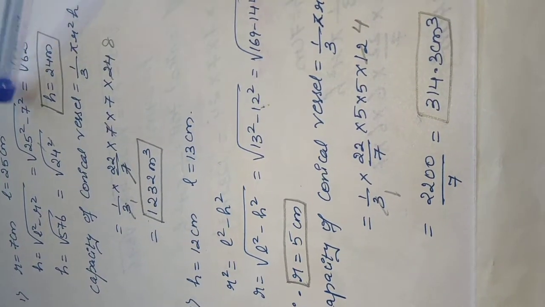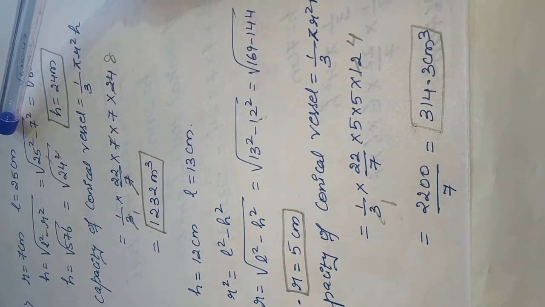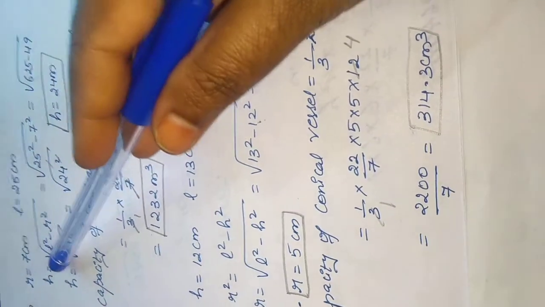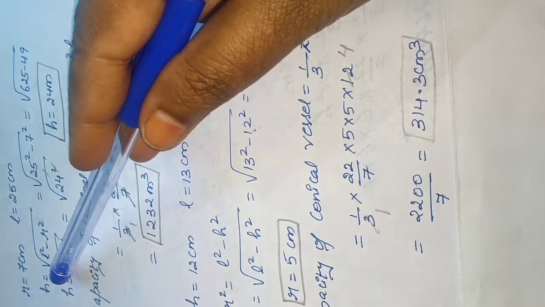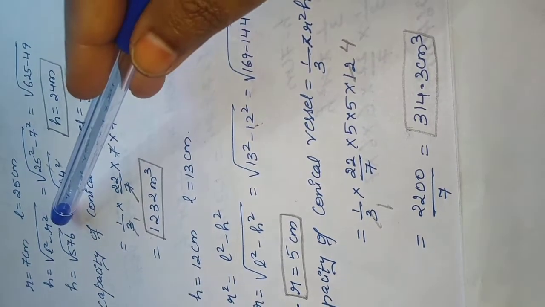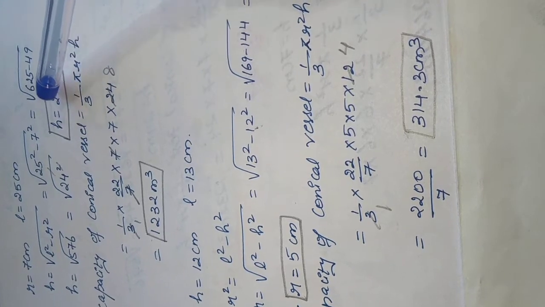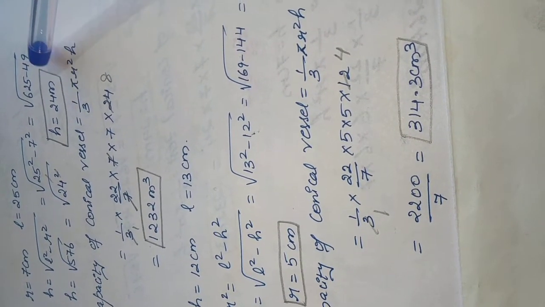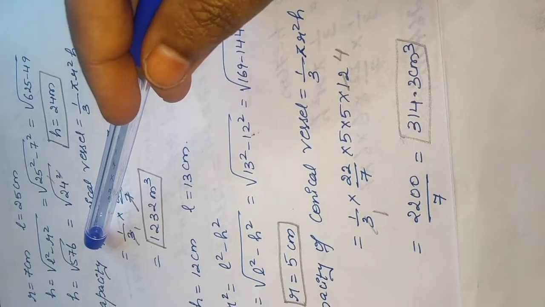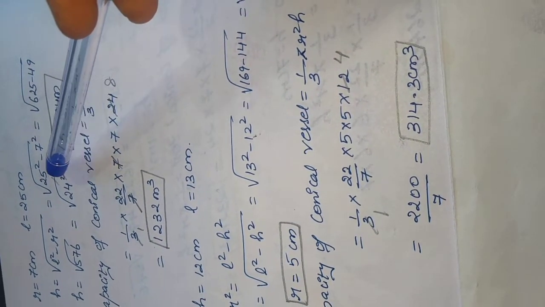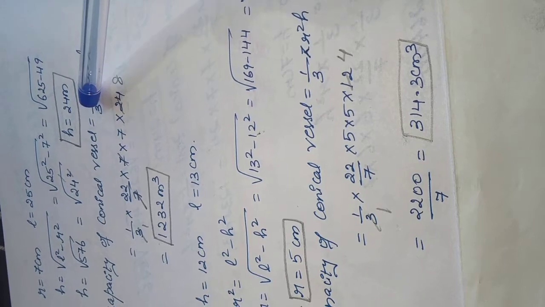Your second main is also of the same kind, but here what is the difference, they have given L instead of H. Hence I should find H first using the formula L square minus R square, which is equal to 25 square minus 7 square. 25 square is 625 minus 49. I will get 576. Whose square is 576? 24 square. Square and square root get cancelled. H I got as 24.